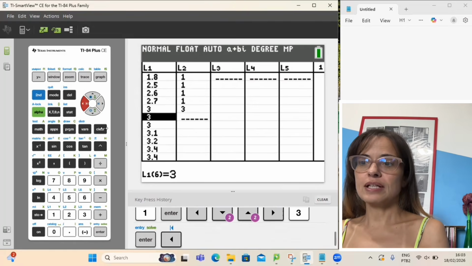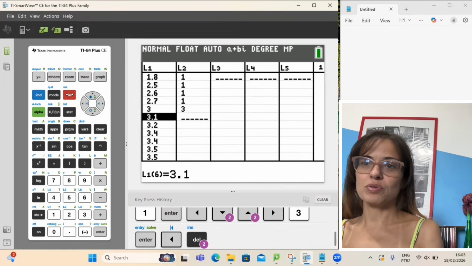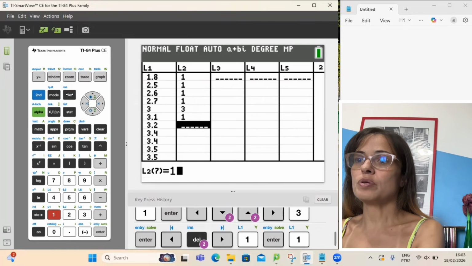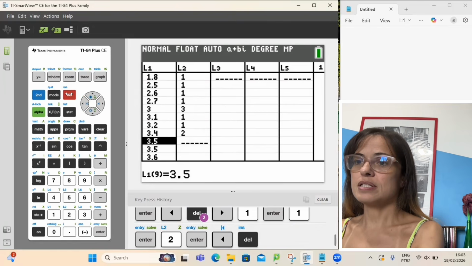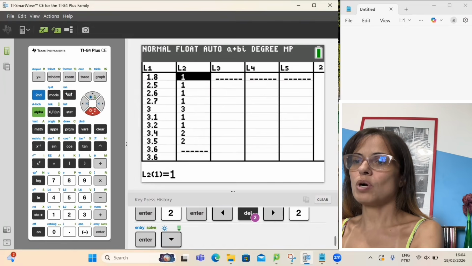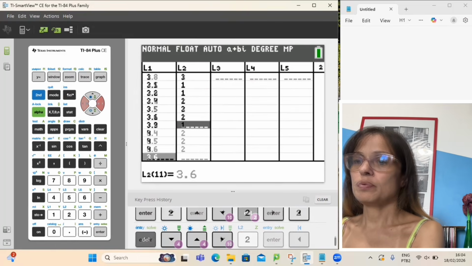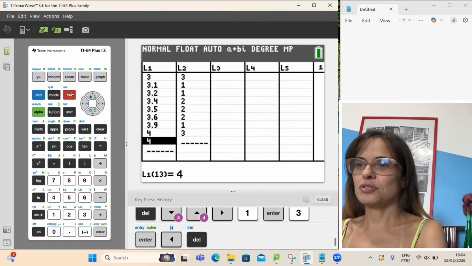A lot of people get the clear button that we were talking about before confused with the delete button. But right here, if you just want to delete one value out of the list, it's the delete button and not the clear button, okay? They do different things. So 3.1 frequency 1, 3.2 frequency 1, 3.4 is frequency 2, and I am going to delete the second one. I'm also deleting one of the 3.5s because that has frequency 2 as well, and frequency 2 for the 3.6. Let's delete this one. Frequency 1 for 3.9, frequency 3 for the 4s. Let's delete the other 2 4s.